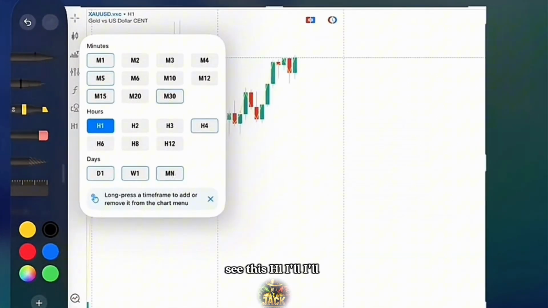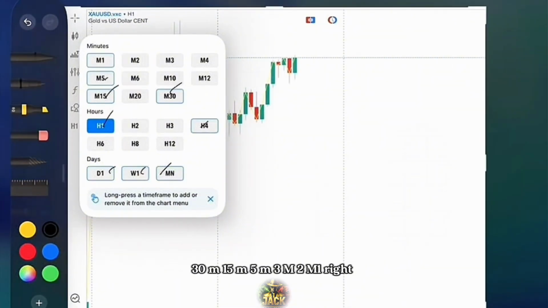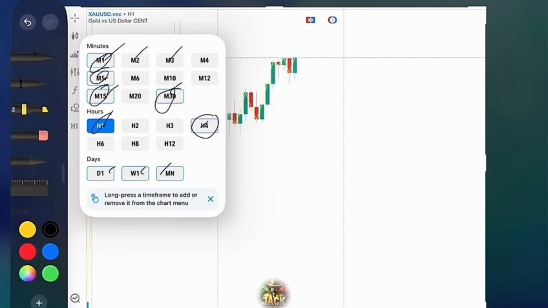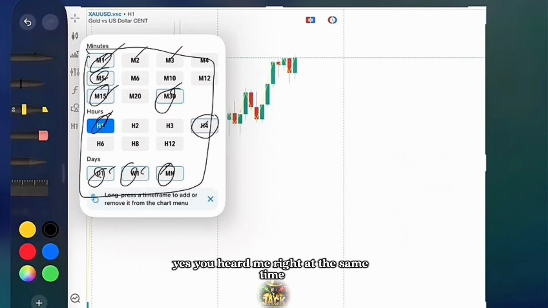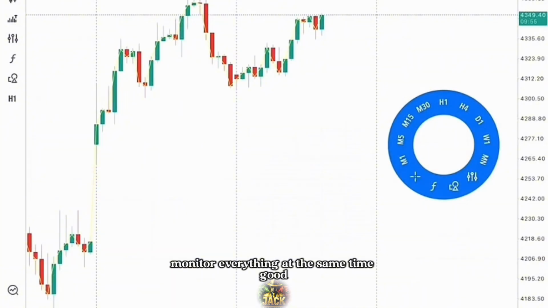See this H1. I'll mark the main ones that you guys really need to follow. Alright, you can go monthly, weekly, daily, H4, M30, M15, M5, M3, M2, M1, right? These are the important time frames. But if you can monitor all this at the same time. Yes, you heard me right, at the same time. Monitor everything at the same time. Good?